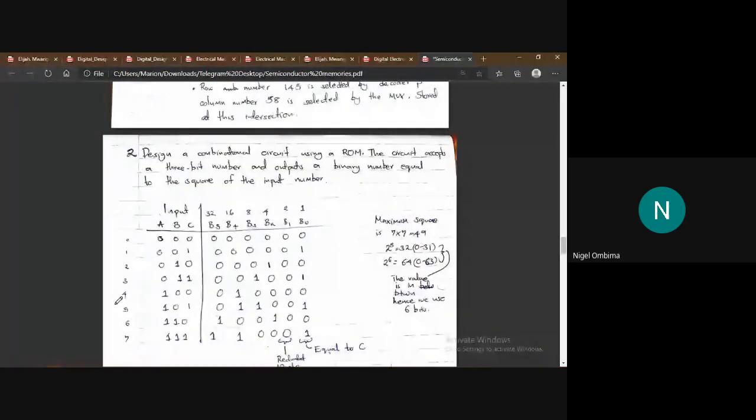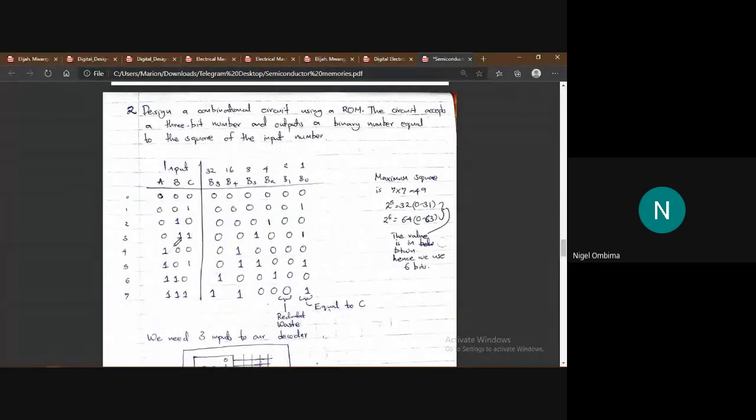So question 2. Design a combinational circuit using a ROM. The circuit accepts a 3-bit number and outputs a binary number equal to the square of the input number. This is a similar question to what Fiona and the others did, so I'm just repeating it. I saw it in about two papers. So in designing this combinational logic circuit, it accepts a 3-bit number and outputs a binary number equal to the square of the input. So if the input is 3, the output will be the square of that.